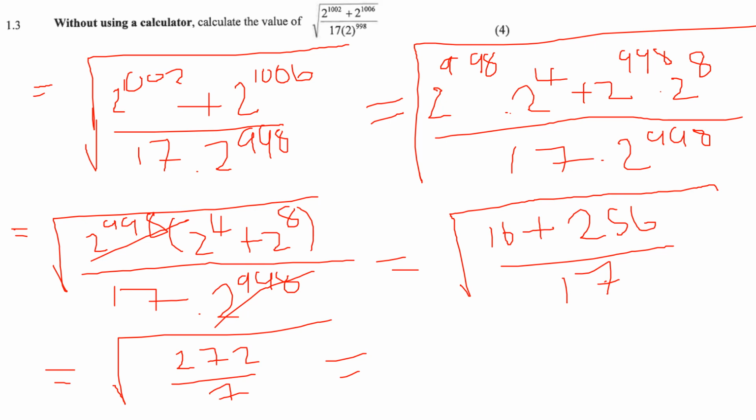By 17, actually, not 7, sorry about that. 272 divided by 17 is going to give us 16. Therefore, we have the square root of 16. And now we know the square root of 16 is going to give us 4.